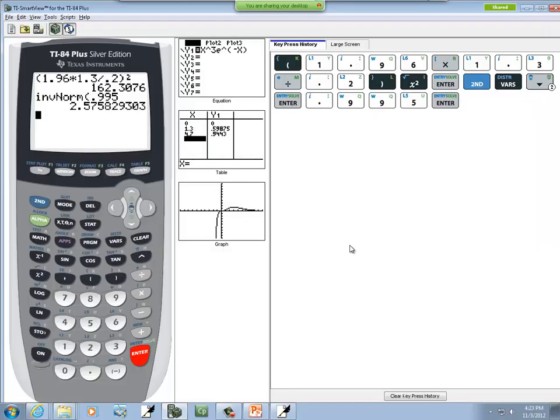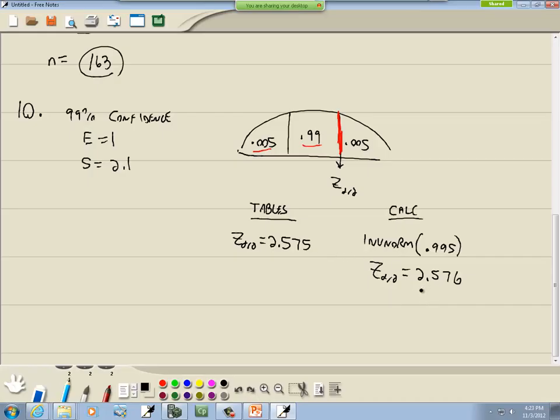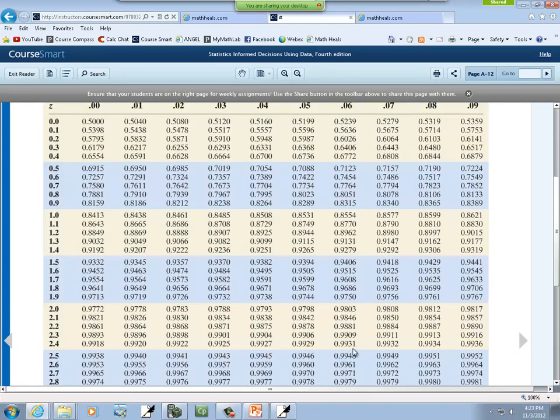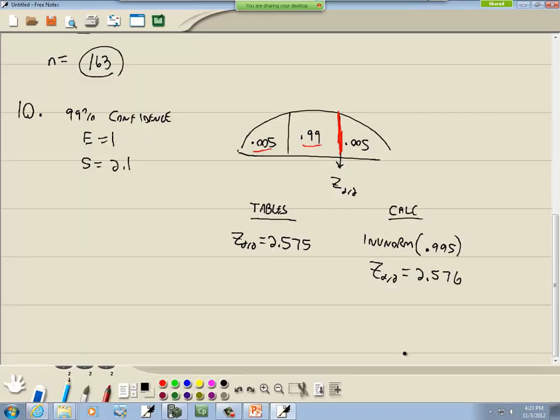Now, realize the more decimal places we take it to here, the more accurate our answer will be. But that's interesting. Did I look that up correctly? I would assume the rounding would have been fine on that. Let me go look up on the table again. Now I'm wondering. 0.995, right here. So yeah, it is exactly halfway in between here, isn't it? 2.575, yeah. Oh well.